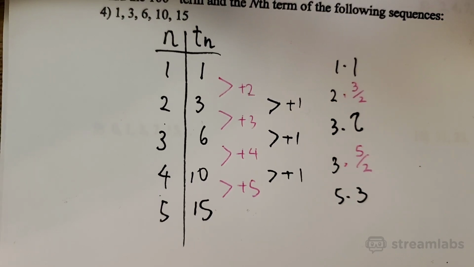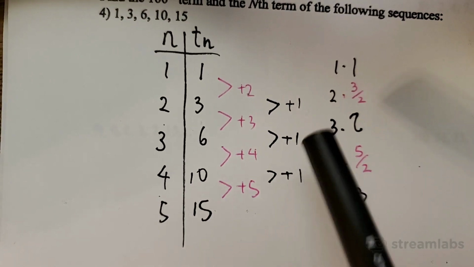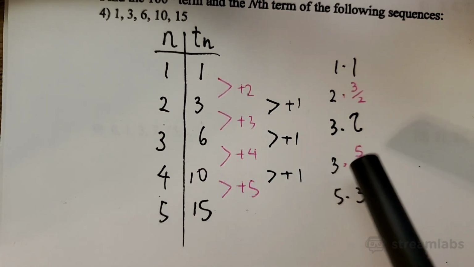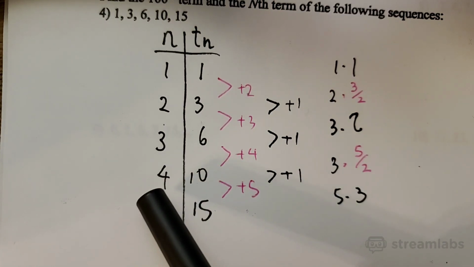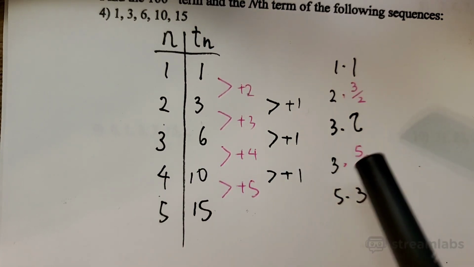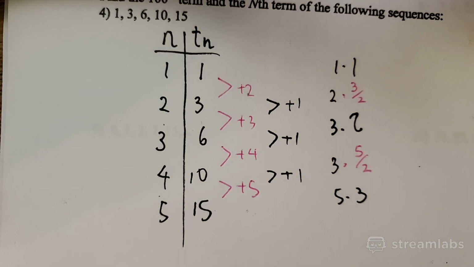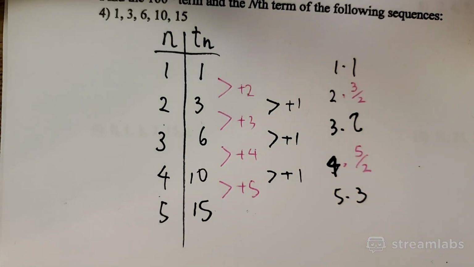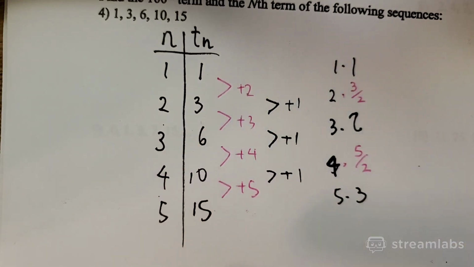Let's see if it matches. 2 times 3 halves, isn't that 3? 4 times 5 halves, isn't that 10? Oh, 4 times 5 halves. Why did I put 4? Because it's 1, 2, 3, 4, 5, right? Okay. So then that way, I match the sequence.